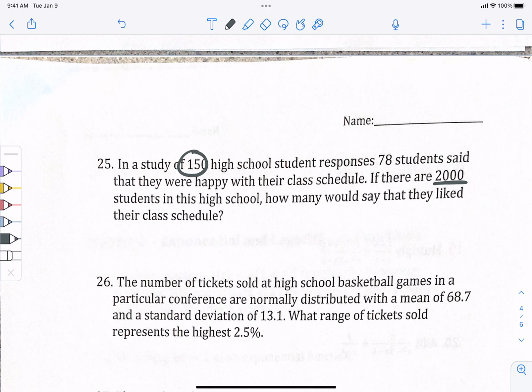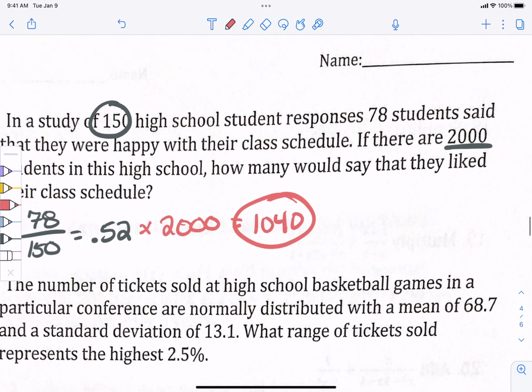Okay, so you're doing it 2 different ways. Here's what Eli's doing, and then we'll do your way in a second. He says, okay, 78 out of 150. 78 out of 150 is 0.52. That means 52%, right? 52% of them like their class schedule. And if I'm surveying all 2,000, I would multiply that by 2,000, and that would give me 1040. That's what Eli wants to do. He said 1,040, a little bit over half of them would like their class schedule.